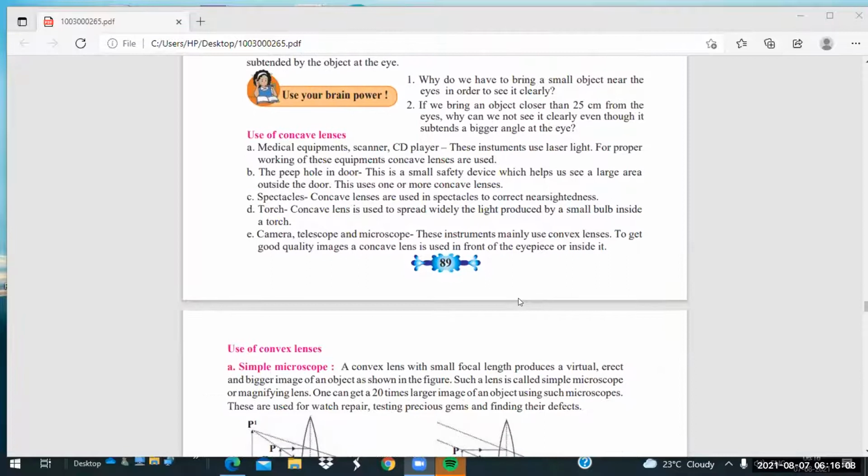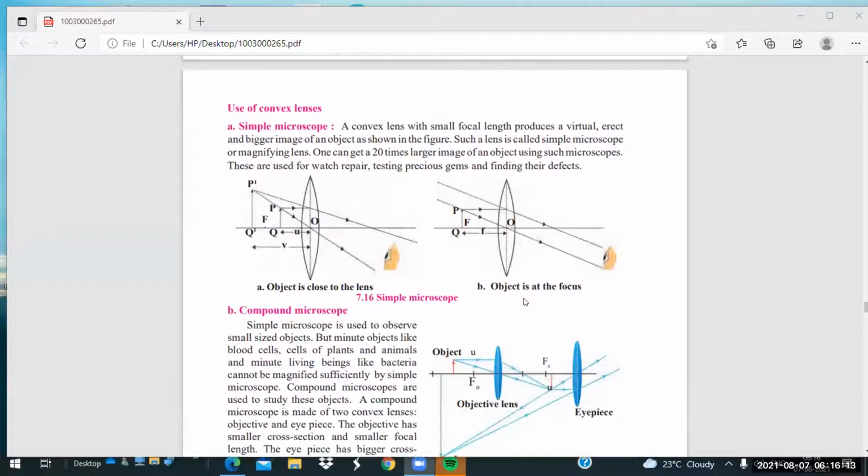Now we are going to see the first one, the simple microscope. Have you seen the simple microscope? Yes or no?